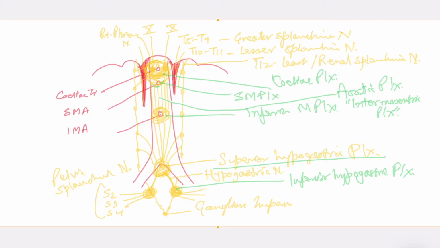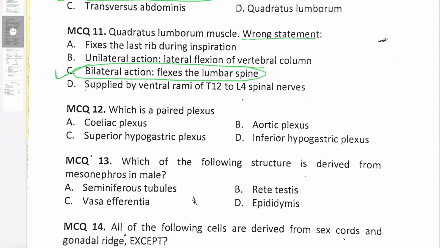So inferior hypogastric plexus, you have seen here that this is a paired plexus. All the rest of the plexuses you have seen in this diagram are unpaired plexuses, and the median plexus. So the question is, which is a paired plexus? The answer will be inferior hypogastric plexus is a paired plexus.